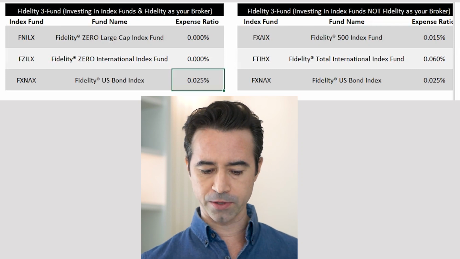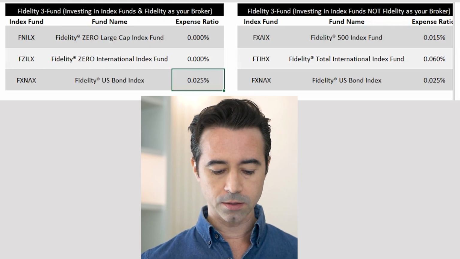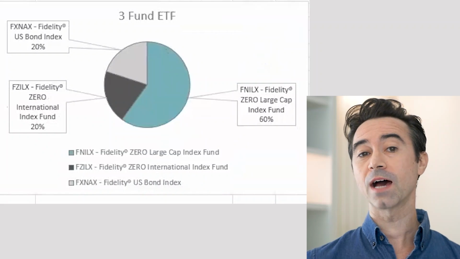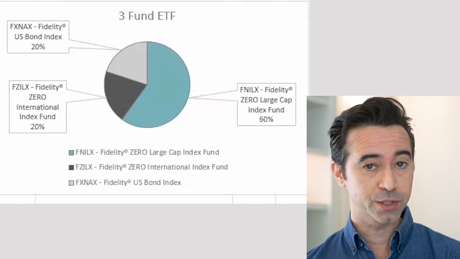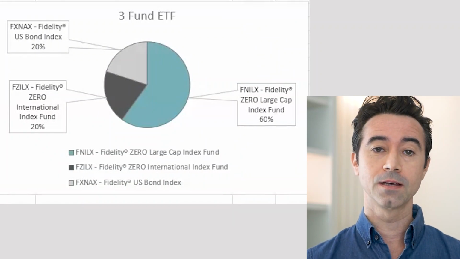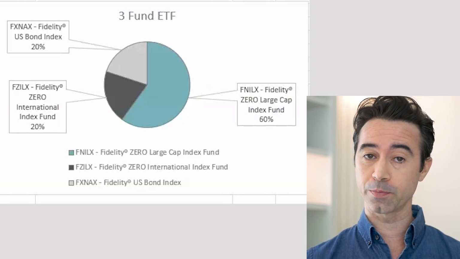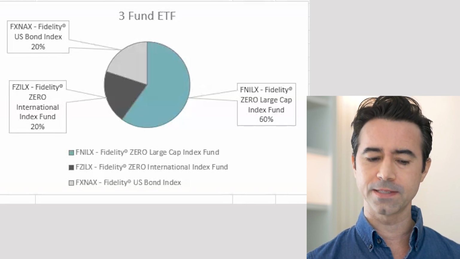And so let's think about this real quick. What are you getting? Well, let's take a look at this pie chart. So here you have a hypothetical asset allocation for these 3 different funds that you're going to use for your potential 3-fund portfolio with Fidelity.